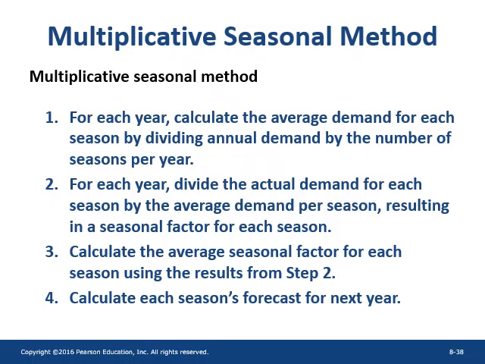With the multiplicative seasonal method, essentially what we'll do is follow these 4 steps. For each year, we'll find the average demand across all of the seasons, and then we'll divide the actual demand by the average demand to get a seasonal factor. And if we have seasonal factors for several years, then we'll average like seasons in order to get an average seasonal factor, and we'll use that in order to adjust any forecast for the coming year to include seasonality. Let's see how this works.